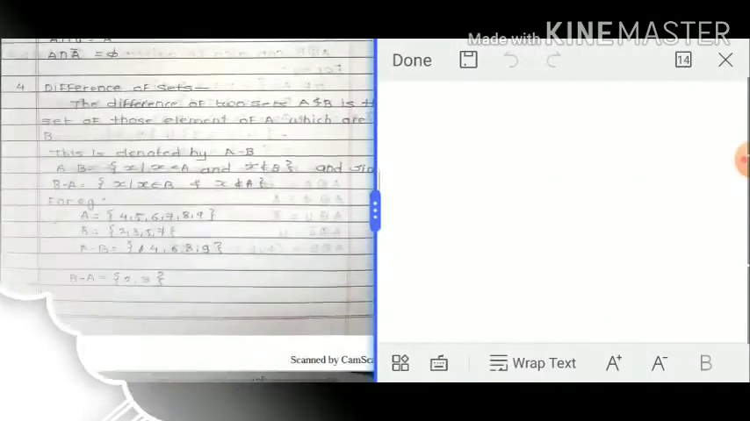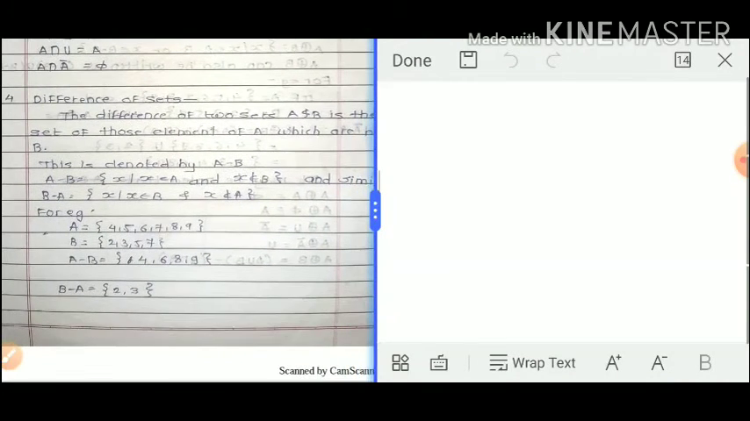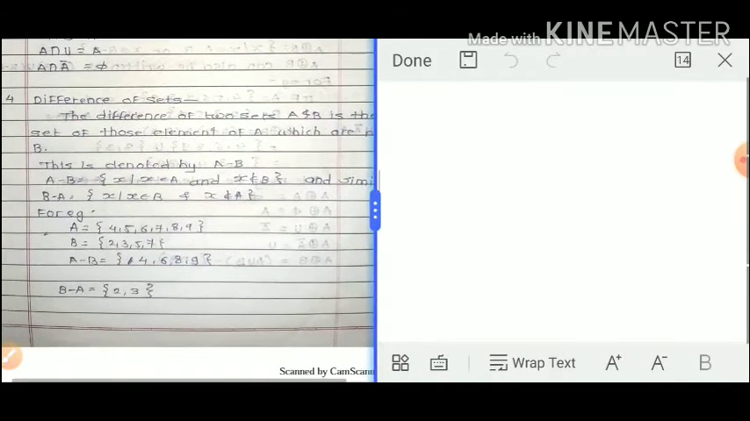The next type is difference of sets. The difference of two sets A and B is the set of those elements of A which are not in B. If we want to find A minus B, meaning A difference B, it contains all the elements of A but not in B.